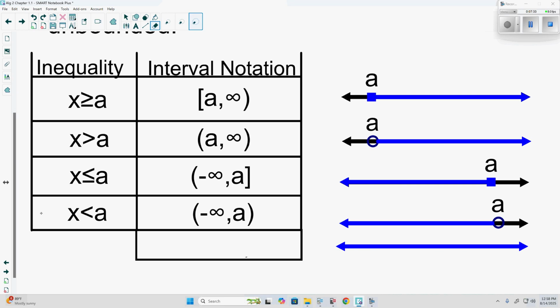And part of the reason for that is because we can never get to infinity. Infinity is more of a concept, not an actual number like any other number that we can write. Because no matter what we do or how hard we try, we can never actually get to infinity.